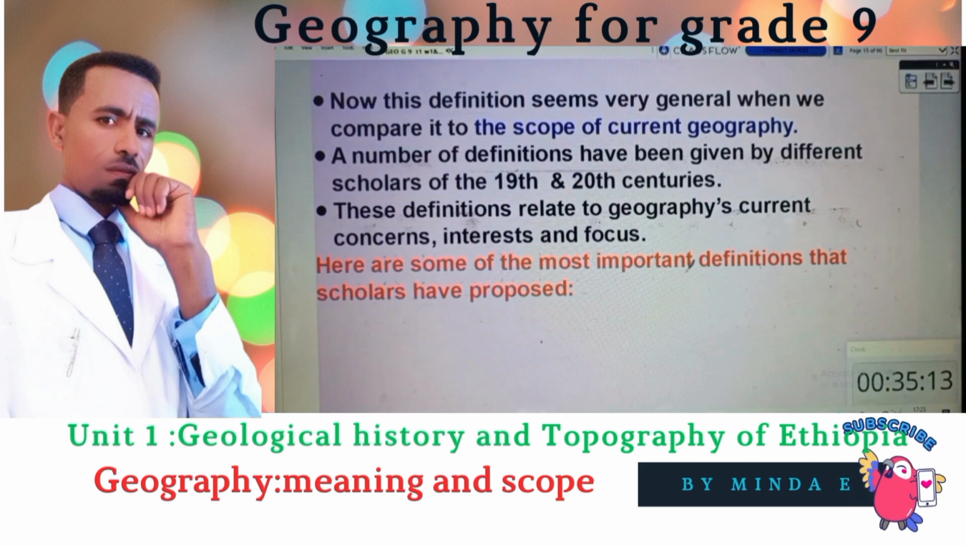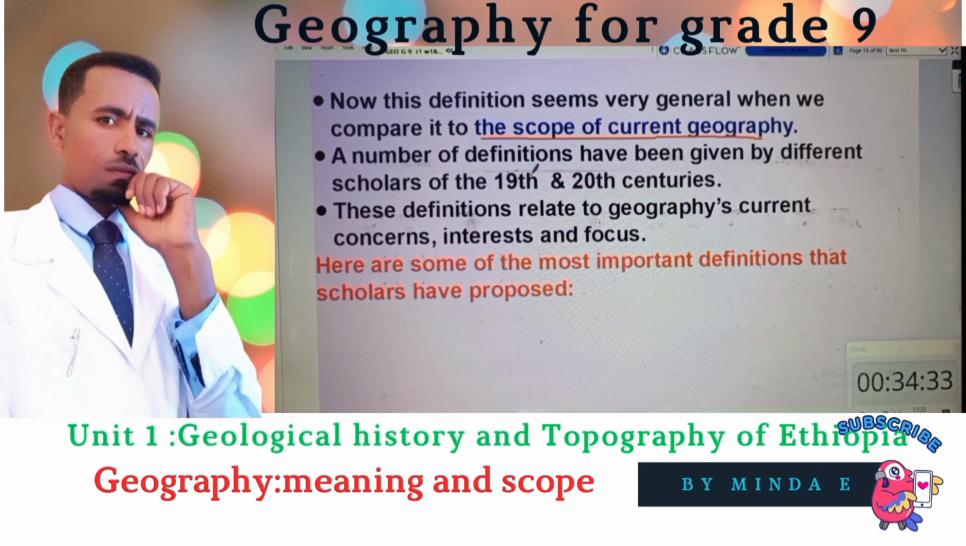Now this definition seems very general when we compare it to the scope of current geography. The definition given by Eratosthenes is very general when we compare it to the scope of current geography. A number of definitions have been given by different scholars of the 19th and 20th centuries. So many scholars define geography in different ways.